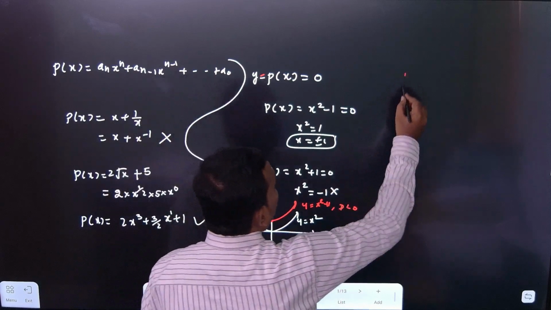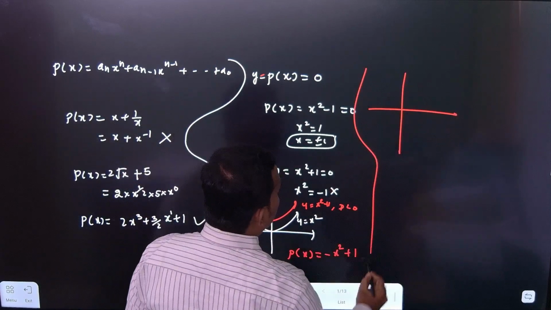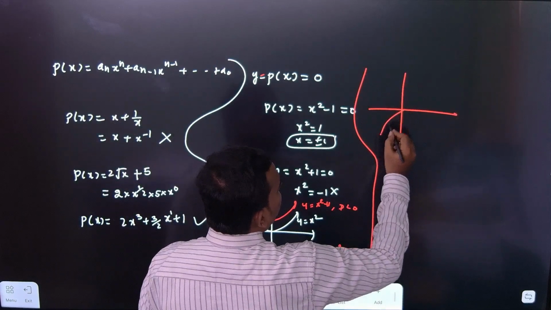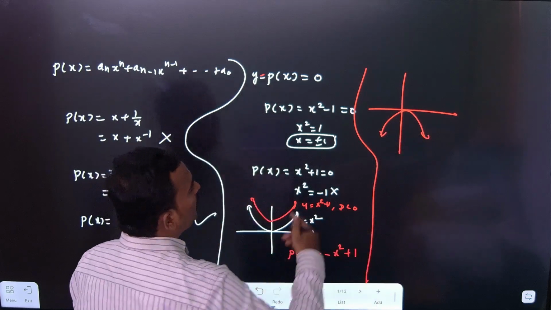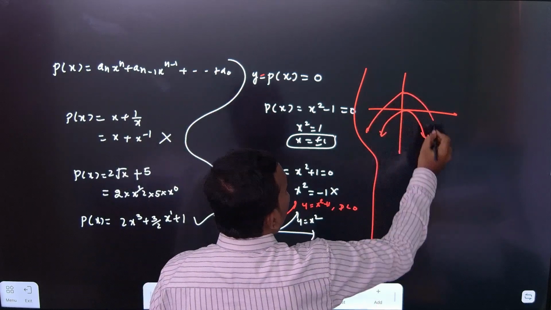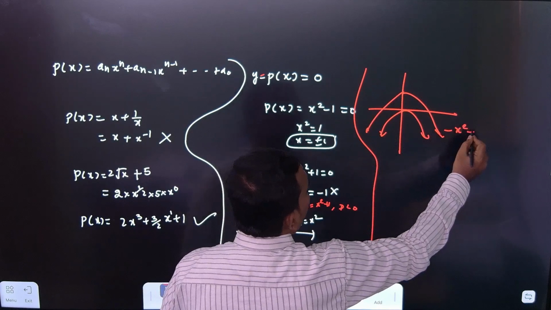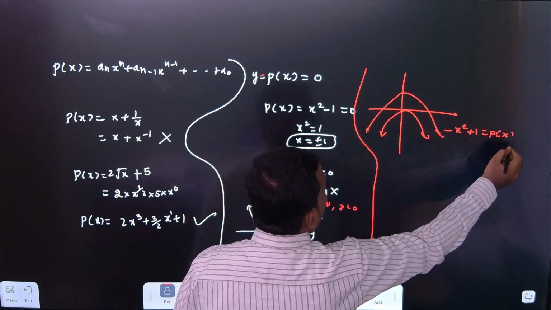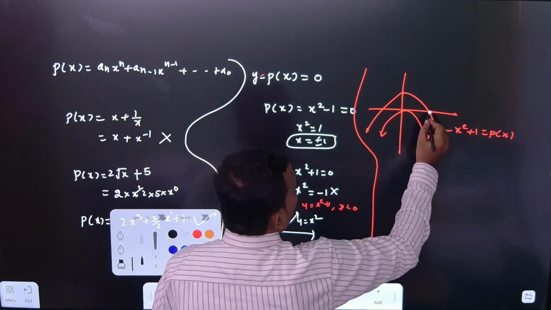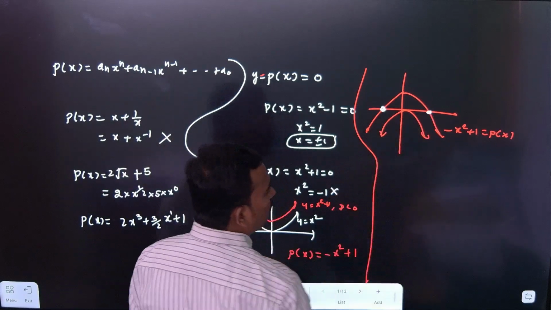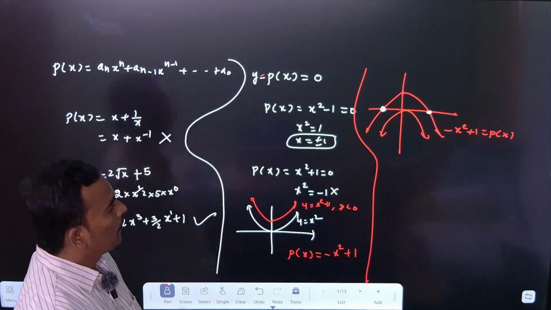So you can see here the graph is minus x square, this one is a downwards graph, right? You just shift 1 unit up. This is minus x square plus 1. This is p of x. You can see in this curve, the 2 points are crossing the x-axis. Therefore, the number of solutions here is 2.